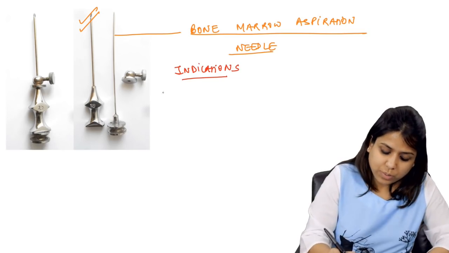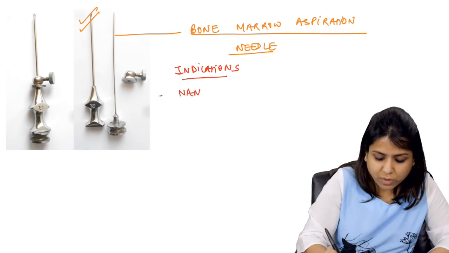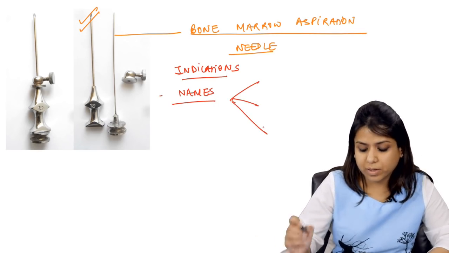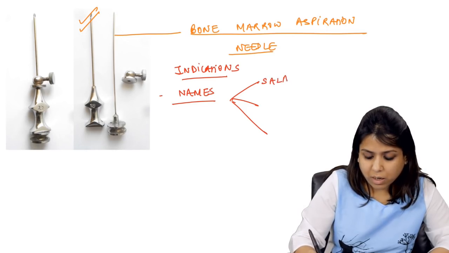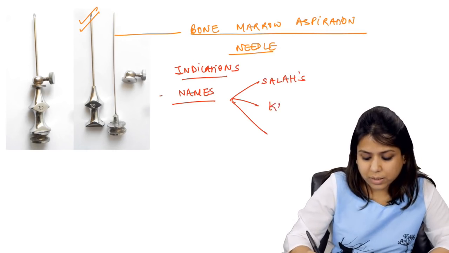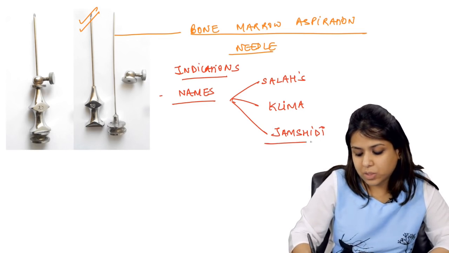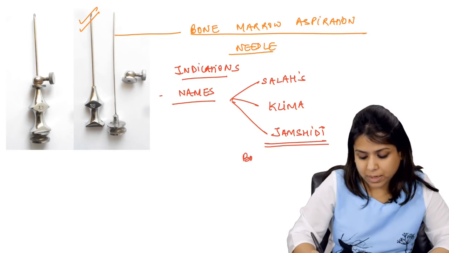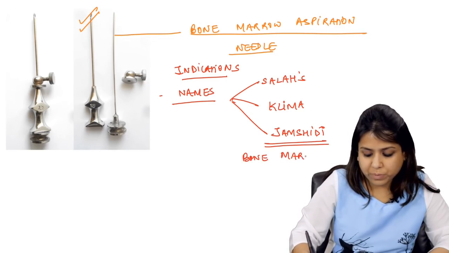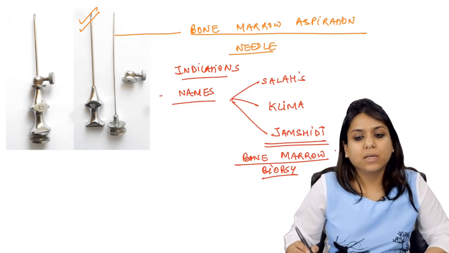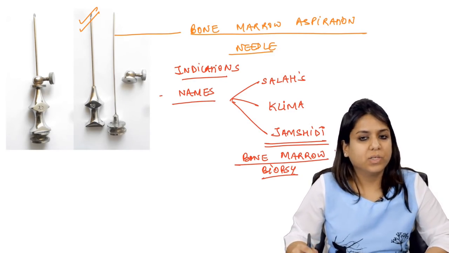Right? Then the question which can be asked is, what are the names of these needles? The names. So there are three names which can be there, three types of needles. There is Salah's needle, S-A-L-A-H. There is Klima needle, and there can be Jamshidi needle. Salah's, Klima and Jamshidi. Out of these, Jamshidi has the advantage because it can be used for bone marrow biopsy also. So with the Jamshidi needle, I can do an aspirate also and a biopsy also, right? So this is the name of the needle, Salah's, Klima and Jamshidi.